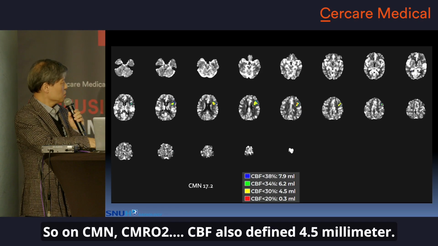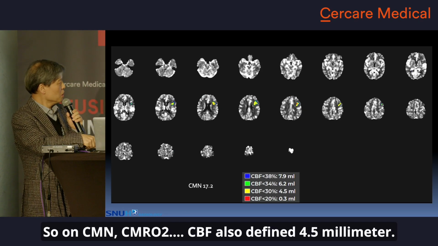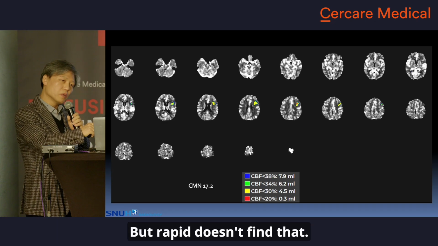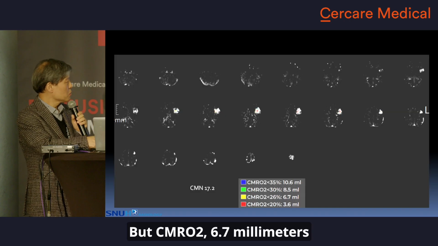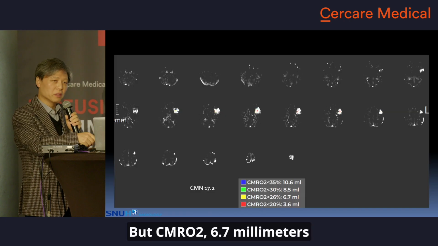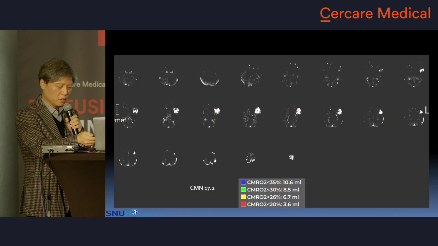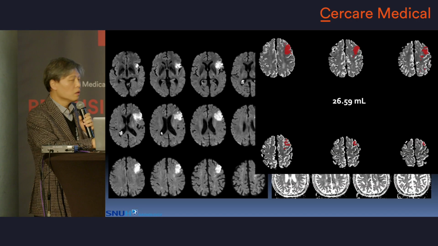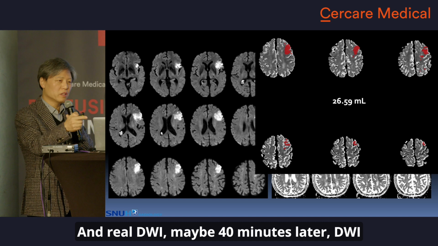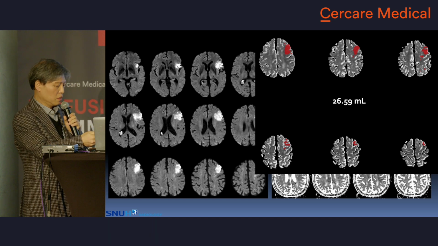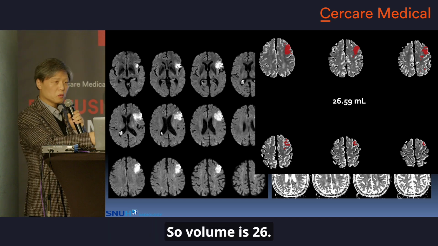So CBV also defined 4.5 milliliters, but RAPID doesn't find that. But CMRO₂ at 6.7 milliliters defined the infarct lesions. And on the real DWI, maybe 40 minutes later, the DWI lesions are here. So the volume is 26.